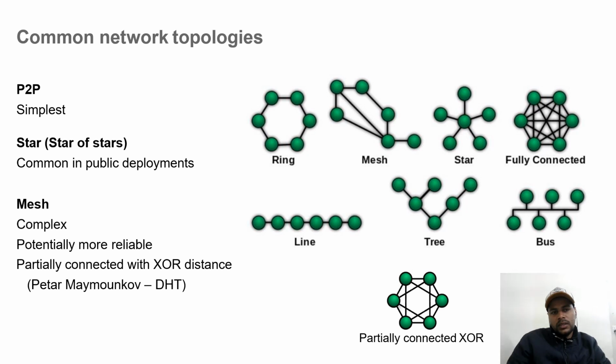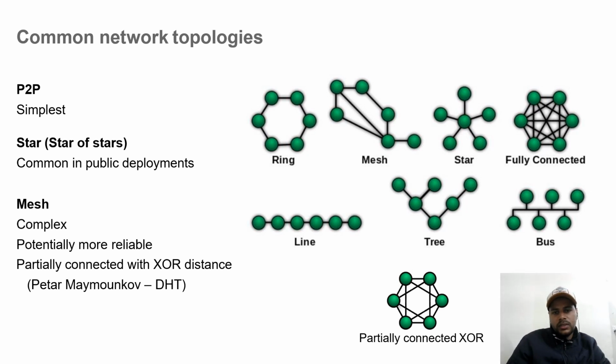Now there are various common network topologies which are used to connect various IoT devices and sensor nodes. The first one is P2P. It is the simplest one, node to node, like end to end or system to system. The second one is star. It is the most common in public deployments. And the third one is mesh. It is the most complex one.